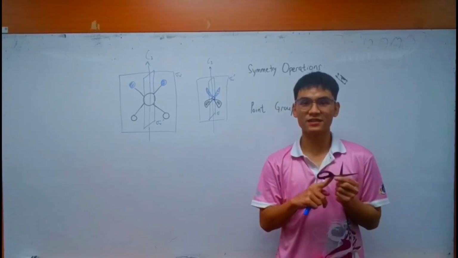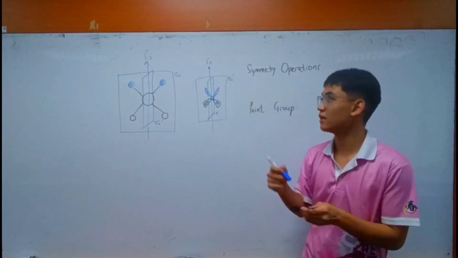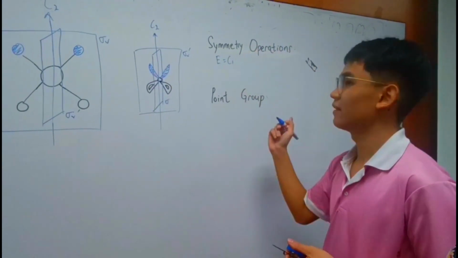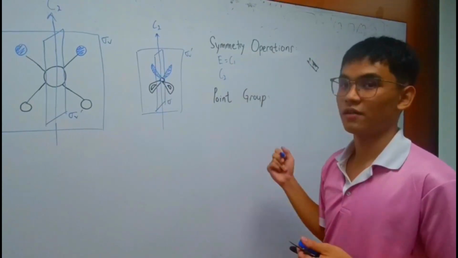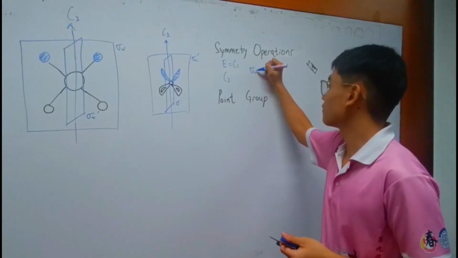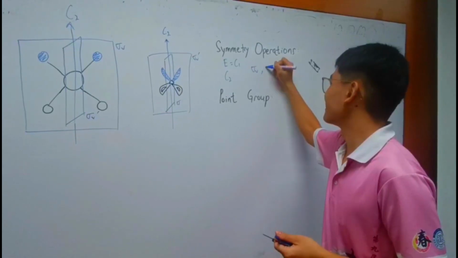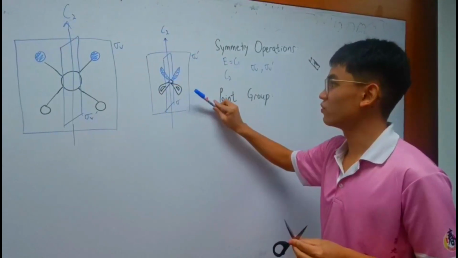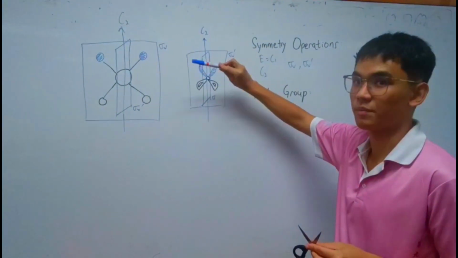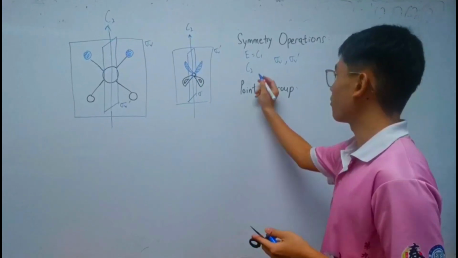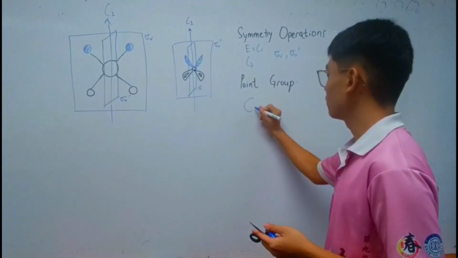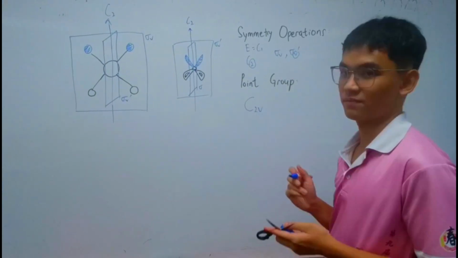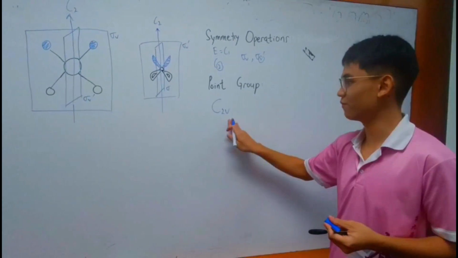To find the point group of these scissors, we need to list all the symmetry operations first. First we have the identity, which is equal to C1. Then we have the C2 main axis. We also have two vertical planes, which are sigma V and sigma V prime. Since the scissors don't have a horizontal plane perpendicular to the main axis, we can identify that the point group of the scissors is C2V, because the main axis is C2 and there are vertical planes. So the point group is C2V.